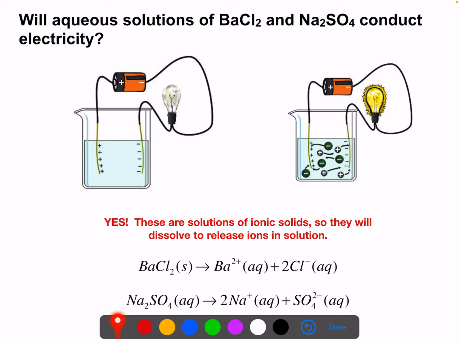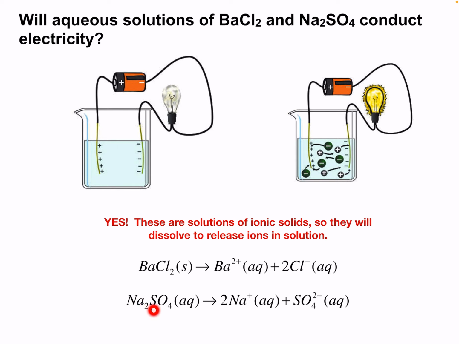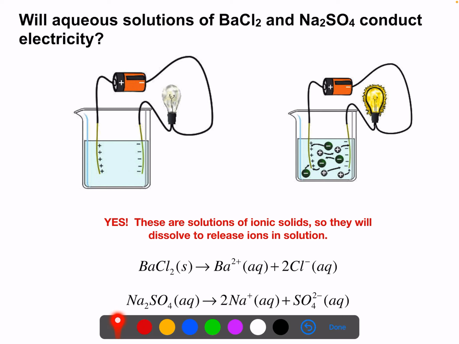And sodium sulfate would do the same thing. Sodium sulfate would split into 2 sodium ions and 1 sulfate ion. And this is true of pretty much any ionic solid. We can put it in water, and we're going to separate it into its individual ions.